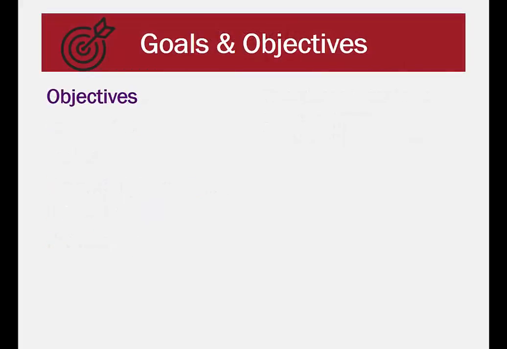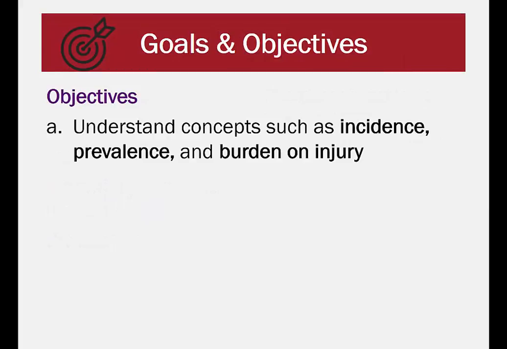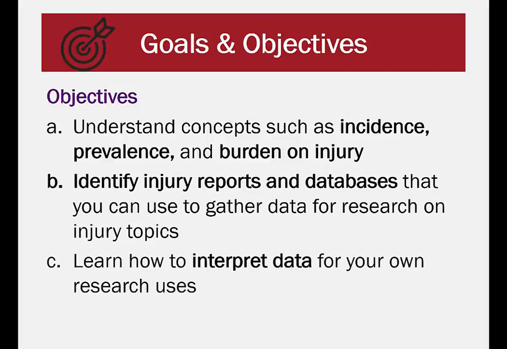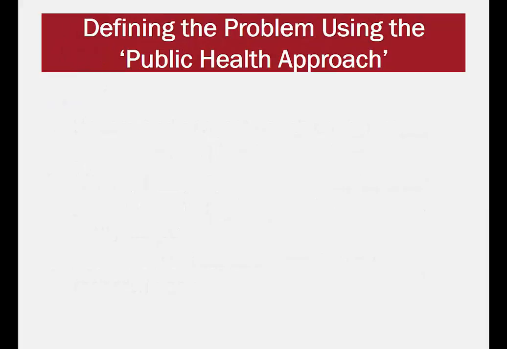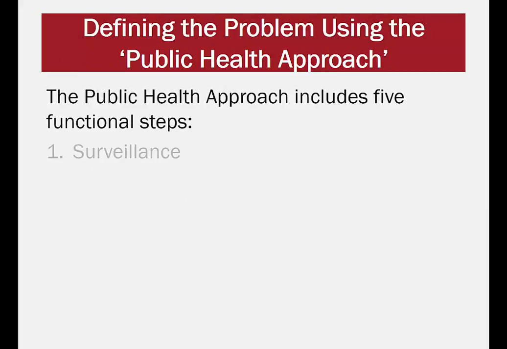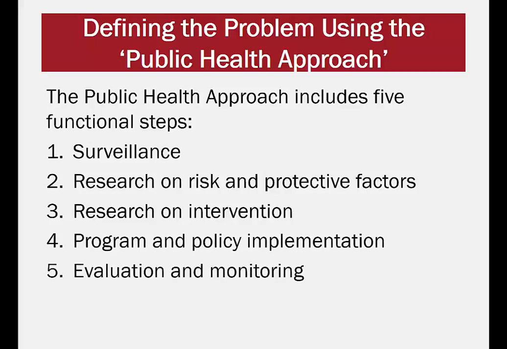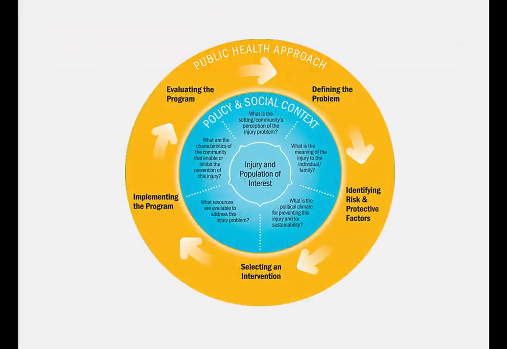Upon completion of this module, you will be able to understand concepts such as incidence, prevalence, and burden of injury, identify injury databases, and interpret injury data for your own research uses. Before we begin talking about different databases and the types of information that we can extract from these databases, let's review the public health approach and the role of surveillance. Surveillance is captured under the defining the problem component of the public health approach. Throughout this module, we will learn how different databases can help us define the problem through surveillance.